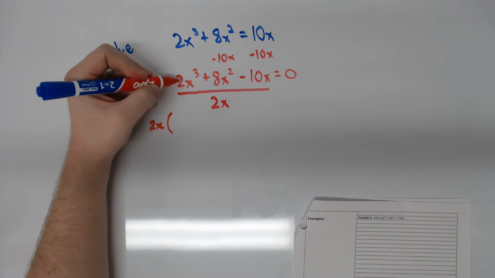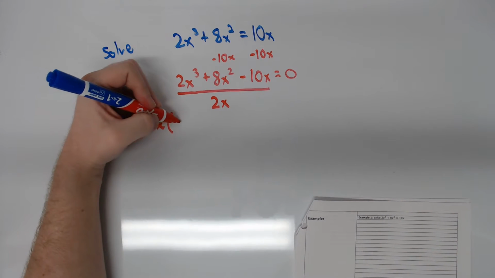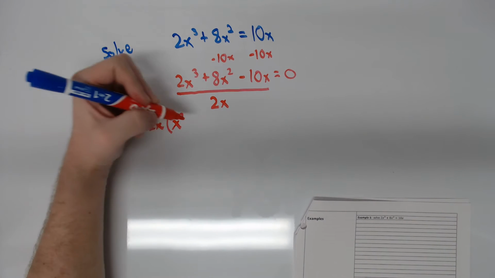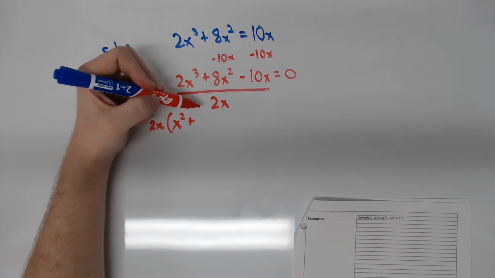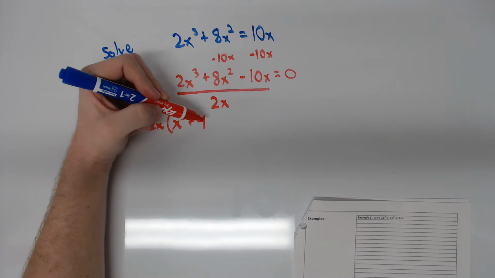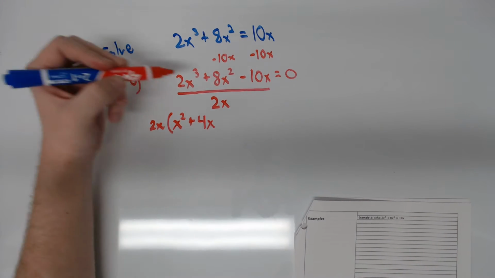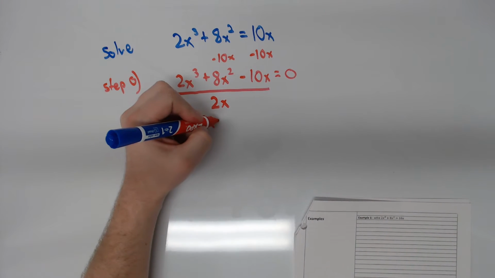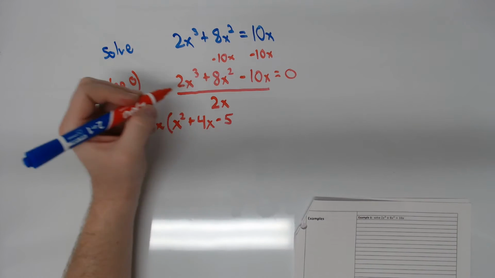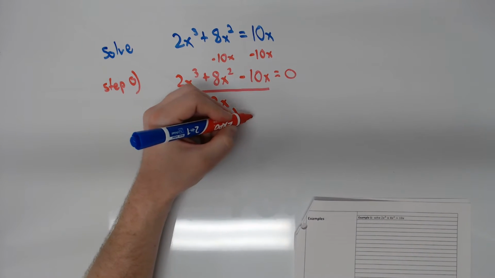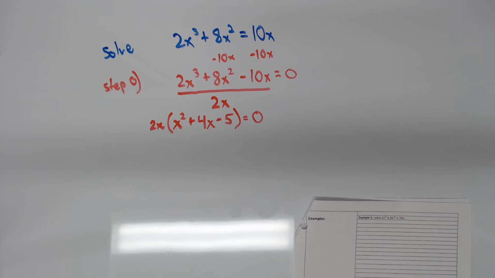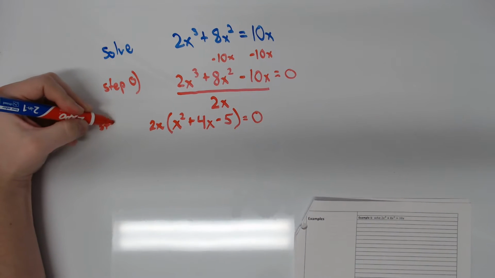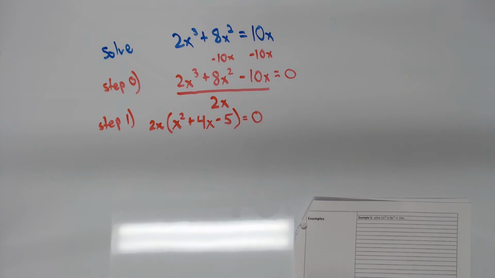2 divided by 2 is 1. x cubed over x, x squared is left. Plus 8 divided by 2 is 4. x squared over x, 1x is left. Negative 10 divided by 2 is negative 5. x over x, no more x's. Okay, so this is where I'm left after step 1. That was factoring out a GCF.